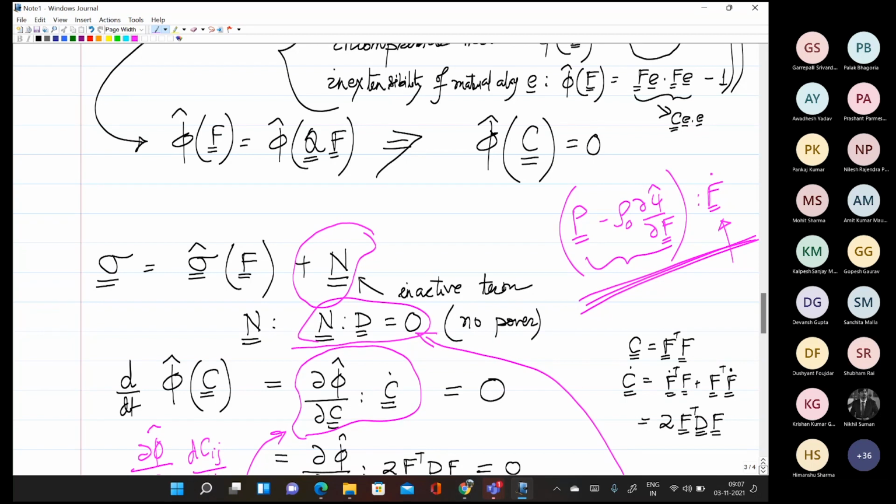Right. The same kind of extra terms we will get even for the first Piola formulas also, no? Of course, of course.